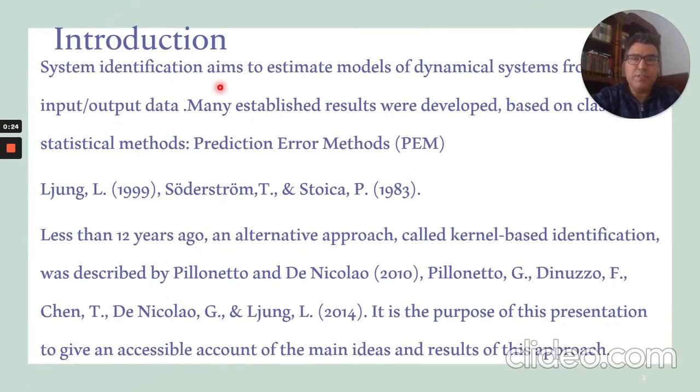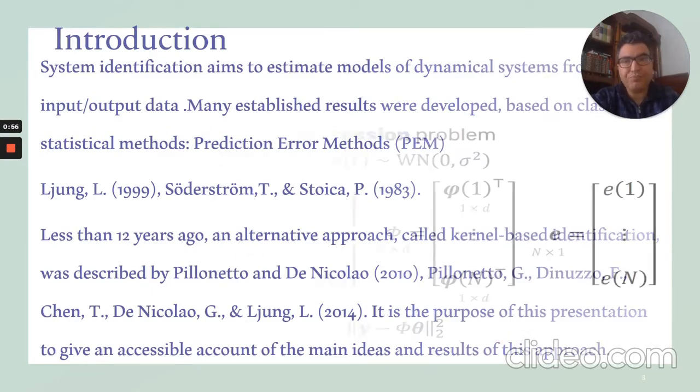System identification is about estimating a model of a dynamical system from input-output data. The traditional approach was to use statistical methods for estimation, like prediction error method or maximum likelihood, and also methods like AIC, BIC or cross-validation for model selection. But less than 12 years ago, an alternative approach called kernel-based identification appeared. This presentation shows the main idea and the results of this approach.